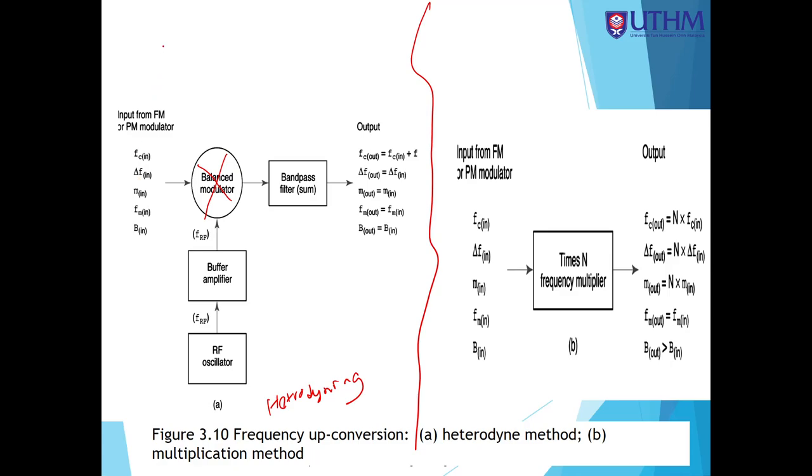So you see that the input here is narrowband FM. The input is narrowband NB FM. Okay, NB FM, narrowband FM. So in narrowband FM, we have FC, delta F. So these are the input parameters. You are given input parameters: carrier frequency, delta F input, M here is beta F. So ini sebenarnya adalah beta F. FM here is the input modulating signal frequency. Beta here is the bandwidth.